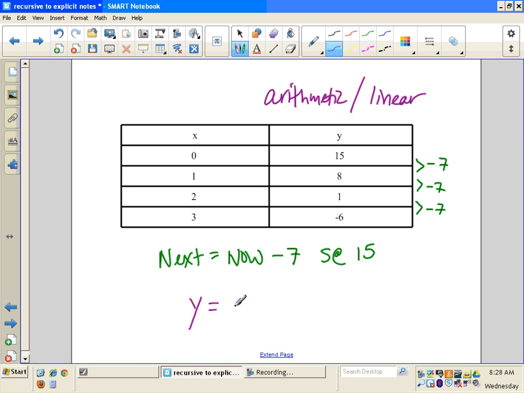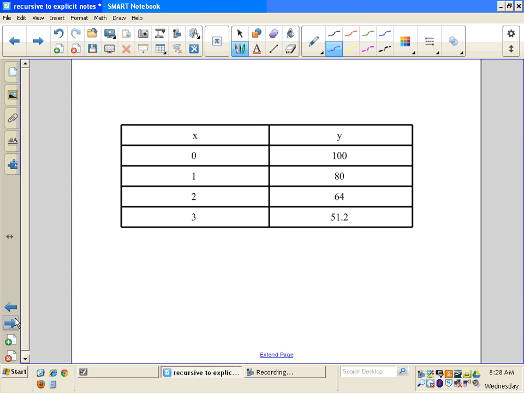So how much am I changing by? I'm minusing 7 with my x plus 15, what I'm starting at. So again, slope, y-intercept. You do need to make sure you have a negative 7x because you're subtracting 7 each time, so make sure you have that.